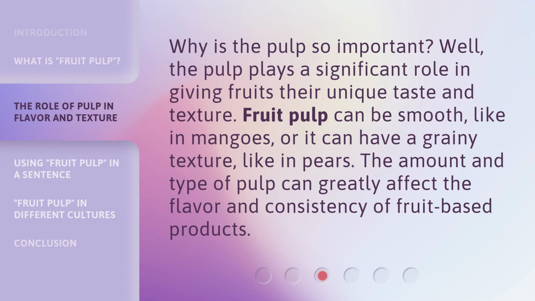Why is the pulp so important? Well, the pulp plays a significant role in giving fruits their unique taste and texture. Fruit pulp can be smooth, like in mangoes, or it can have a grainy texture, like in pears. The amount and type of pulp can greatly affect the flavor and consistency of fruit-based products.